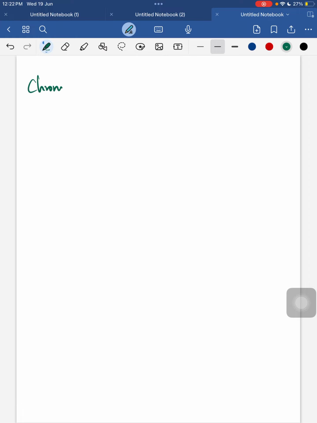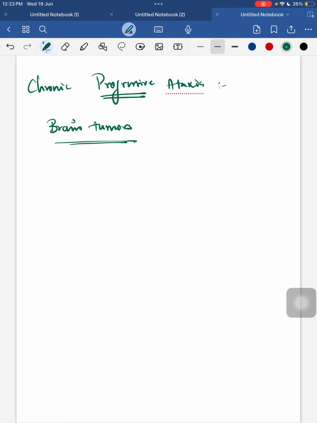Next, we'll go into the details of inherited ataxias. In inherited ataxias, I will tell only a gist of the main points regarding the following, which are very important. First one is Friedreich ataxia. What is the reason for Friedreich ataxia? It is mainly because of GAA repeats. It is the most common inherited ataxia.